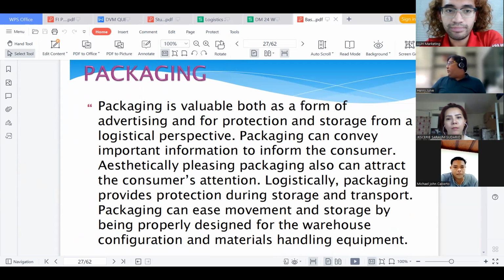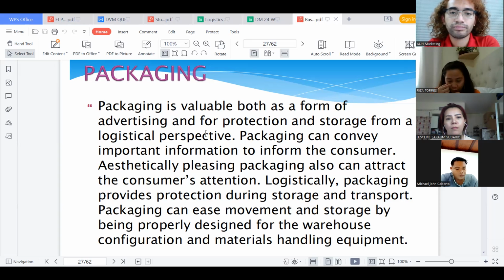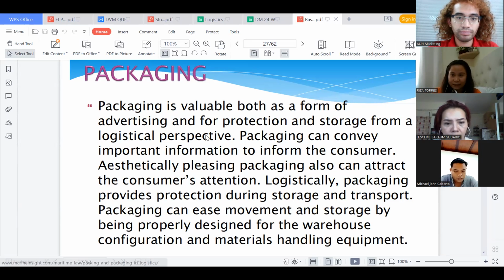Right. Packaging is valuable both as a form of advertising and for protection and storage from a logistical perspective. Packaging can convey important information to inform the customer. Artistically pleasing packaging also can attract the consumer's attention. Logistically, packaging provides protection during storage and transportation. Packaging can ease movement and storage by being properly designed for the warehouse configuration and materials handling.